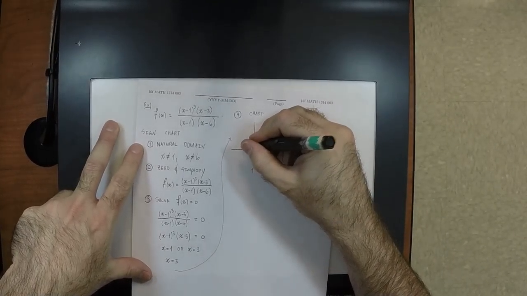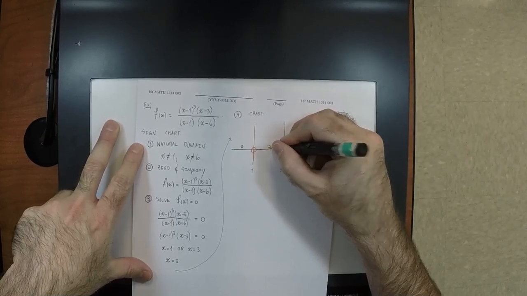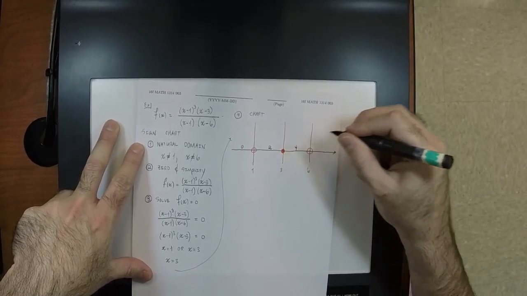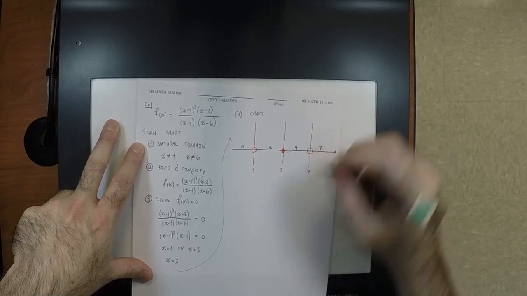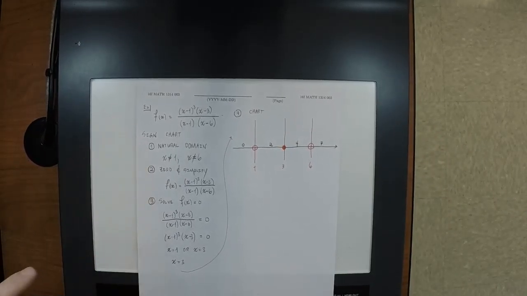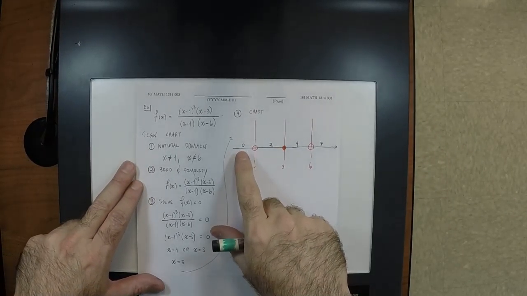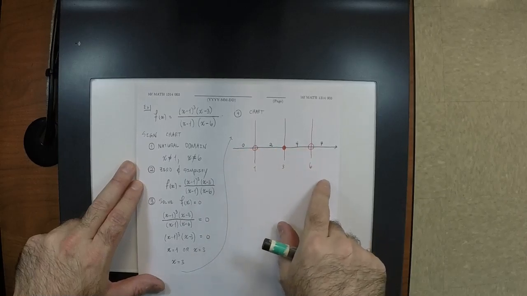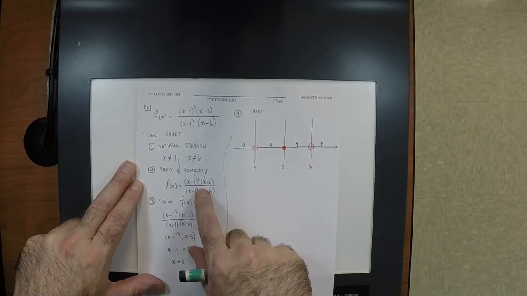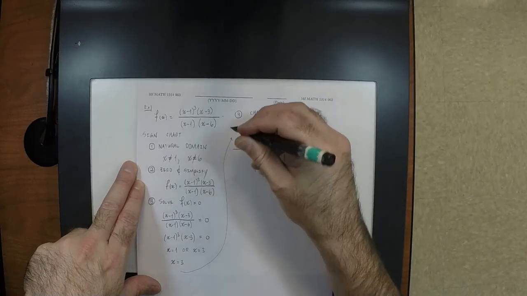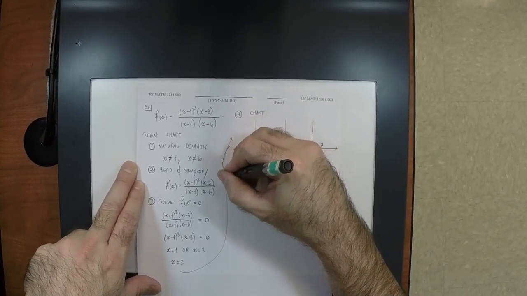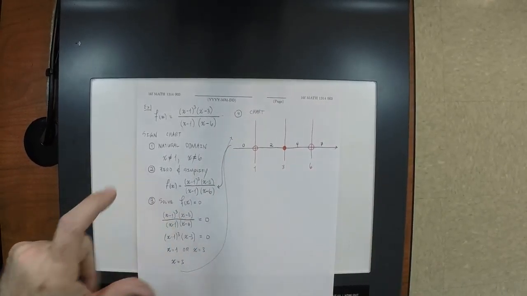Okay, 0, 2, 4, or 5 would be fine, and how about 7? Okay, so now what are we going to plug each of these test points into? Into that, right? Okay.